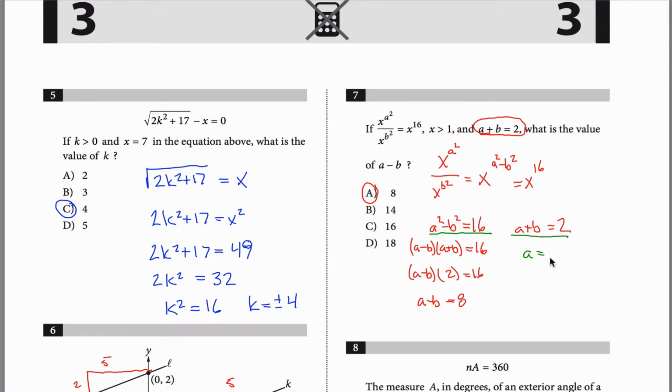That's not right. So if you subtracted b from both sides of this equation, you'd get here. Then you could plug that in up here, so you'd get 2 minus b, that whole quantity squared, minus b squared equals 16. You could then solve for b. Be a lot of work algebraically.